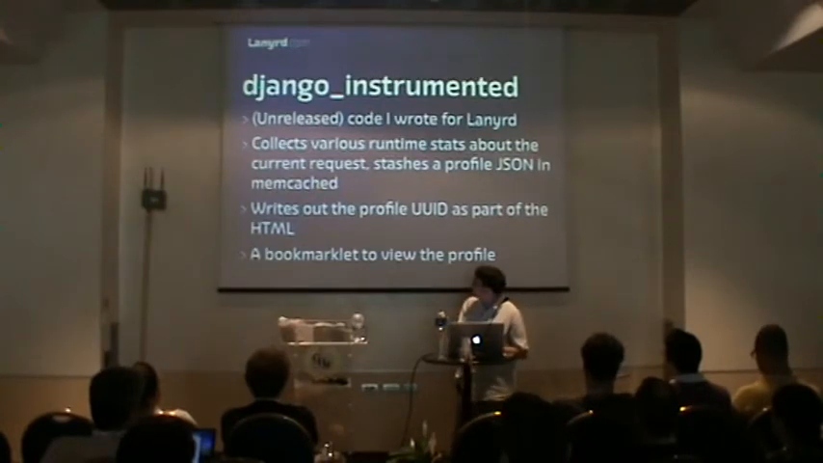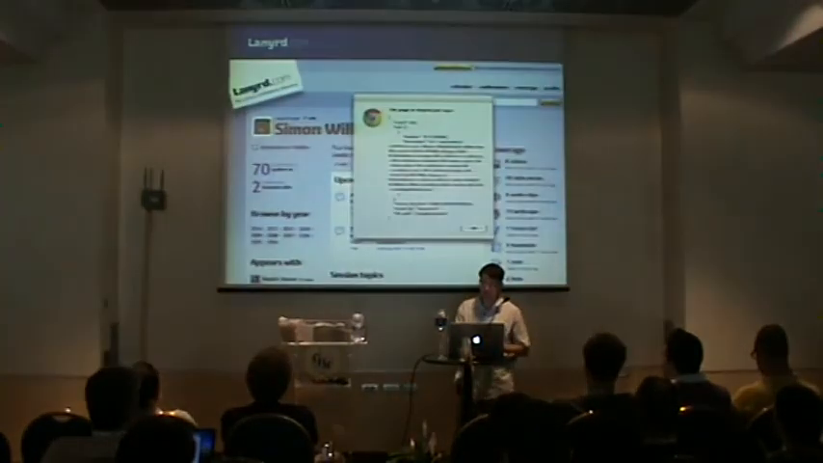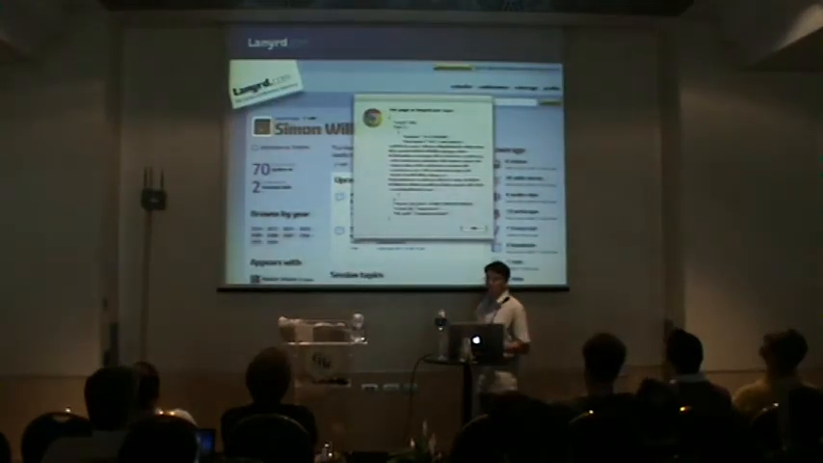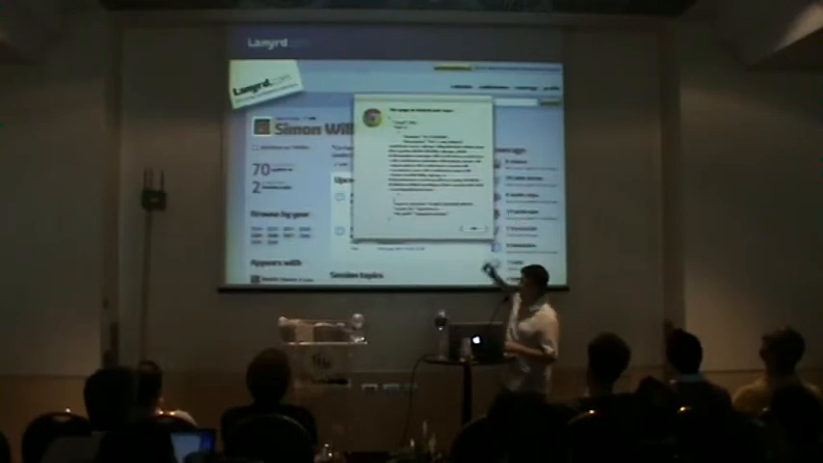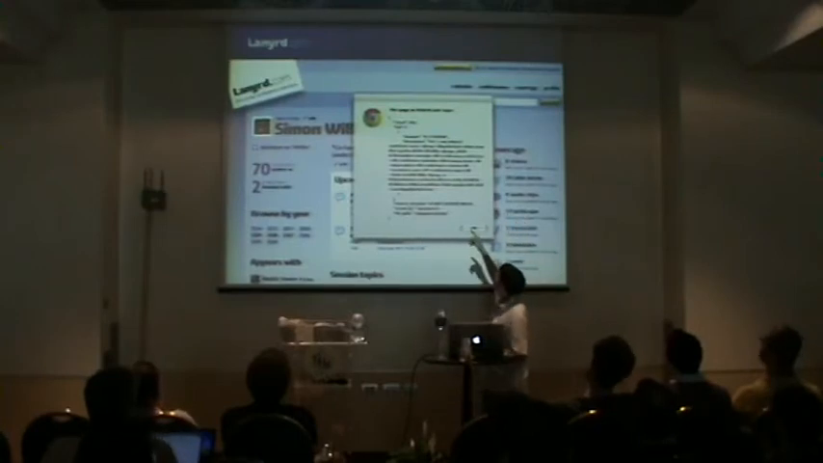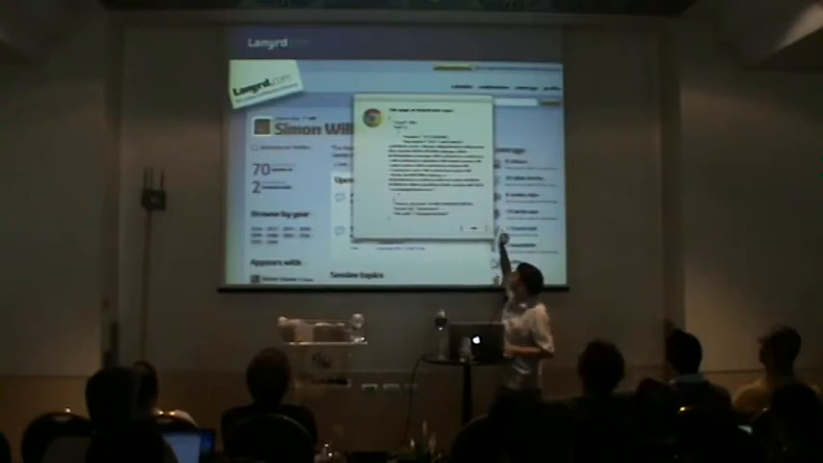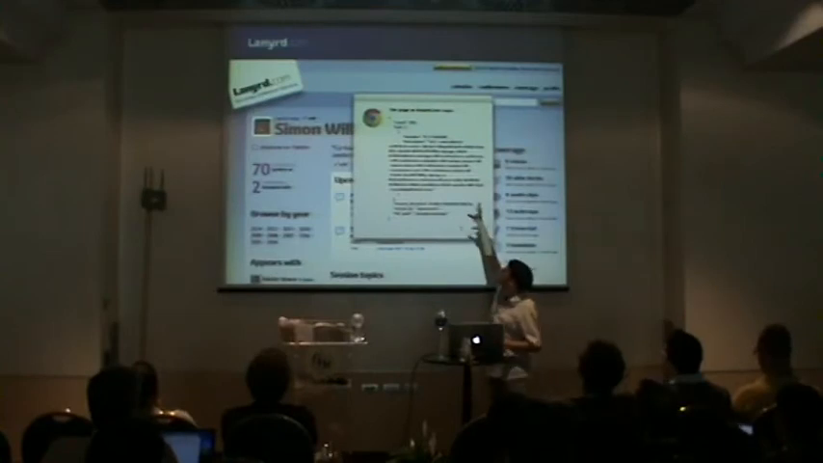Now, I only spent a few hours on this when the site was down and I was trying to fix things. So it's not very pretty yet, but this is essentially what it does. I've got a page on the live site. I click my bookmarklet, and it pops up this thing saying, on this page, the request duration was 0.6 seconds, and we made a search query to Solr. The search query looked like this, and it lasted for 0.15 seconds.